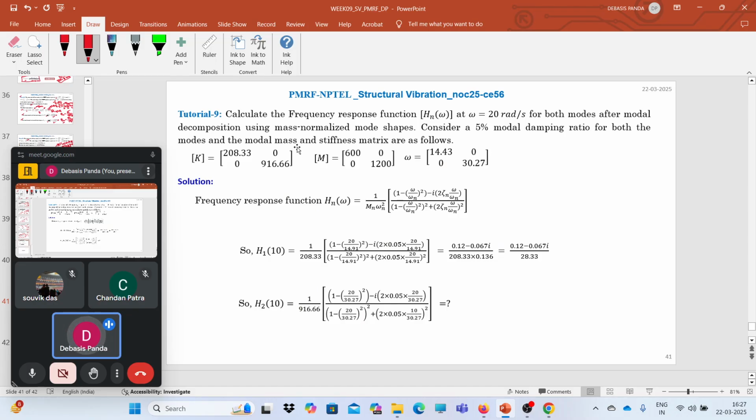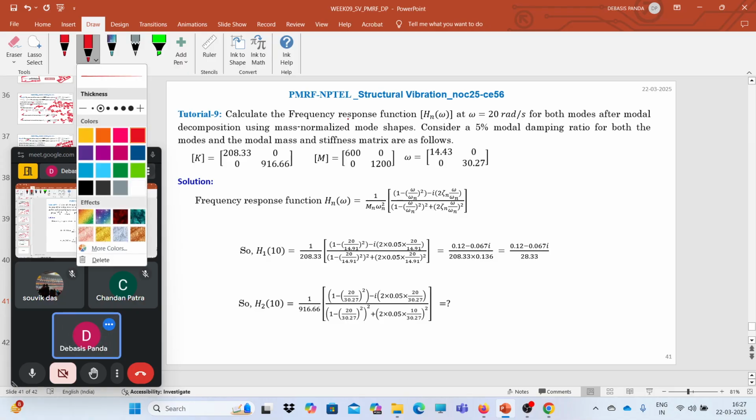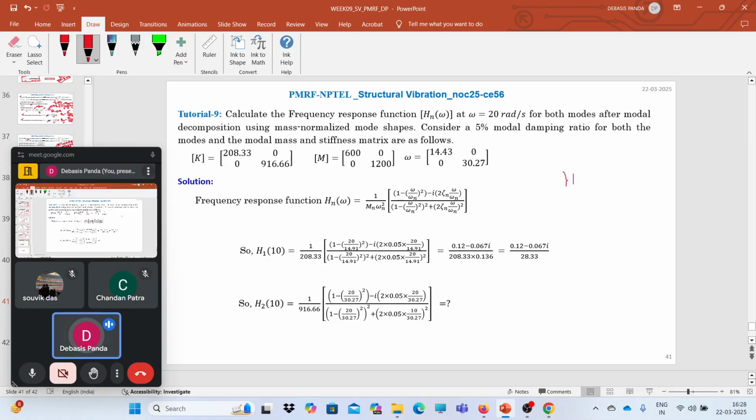Okay, so we have one more question left, and then we will move to the MATLAB, and we'll see how we can get the responses of a multi-degree of freedom system. So the last example says calculate the frequency response function. We need to calculate the H(omega) for omega equal to 20 rad per second. It is given. Consider the damping ratio is 5%. The K matrix, that means the modal stiffness, modal mass, and the frequencies are given. Now, what will be the frequency response function?